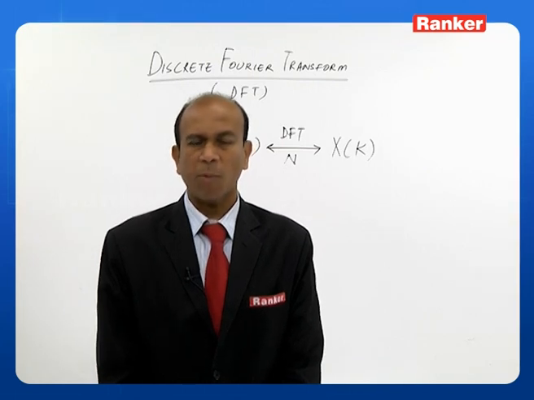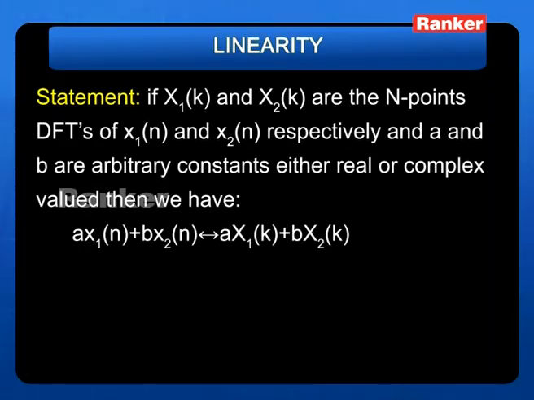So what does this linearity property say? If x1 of k and x2 of k are the n-point DFTs of x1 of n and x2 of n respectively, and a and b are arbitrary constants, either real or complex values, then a times x1 of n plus b times x2 of n will have a discrete Fourier transform which is equal to a x1 of k plus b x2 of k.